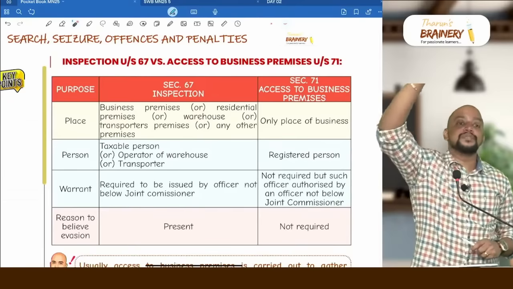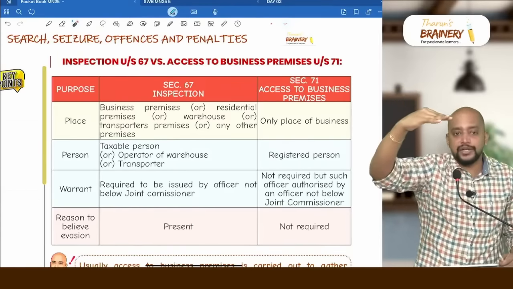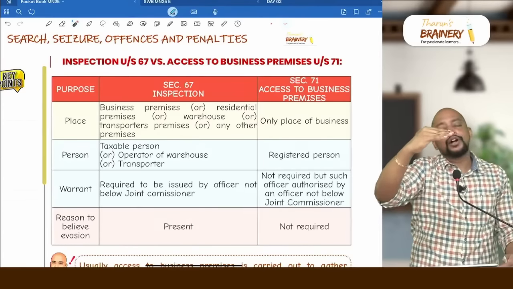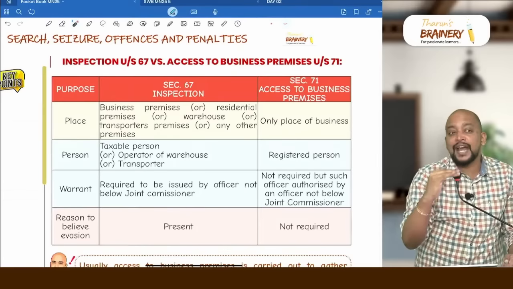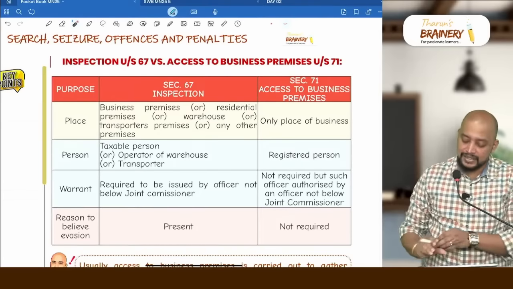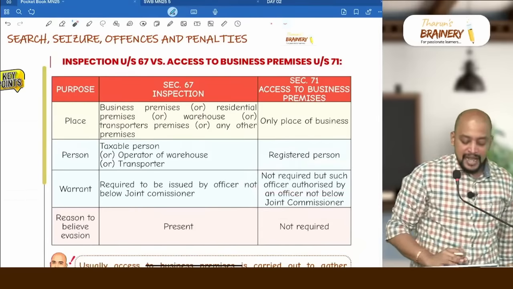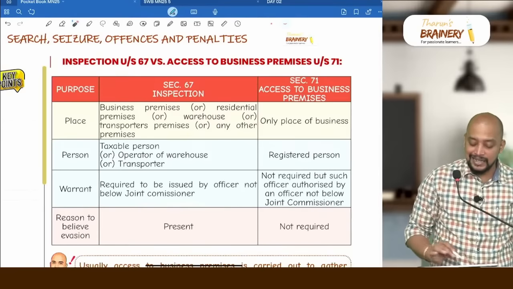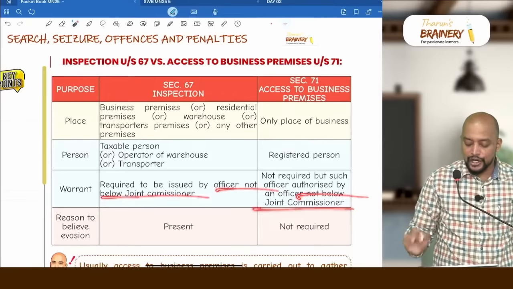So first we have chief commissioner, and below chief commissioner we have commissioner. Below commissioner we have additional joint commissioner. Below additional joint commissioner we have assistant or deputy commissioner, and thereafter below we have superintendent. So that is this, not required but such officer authorized by an officer not below joint commissioner. And warrant, warrant is definitely required to be issued by the officer here in this case, and in both cases you see, officer not below joint commissioner.